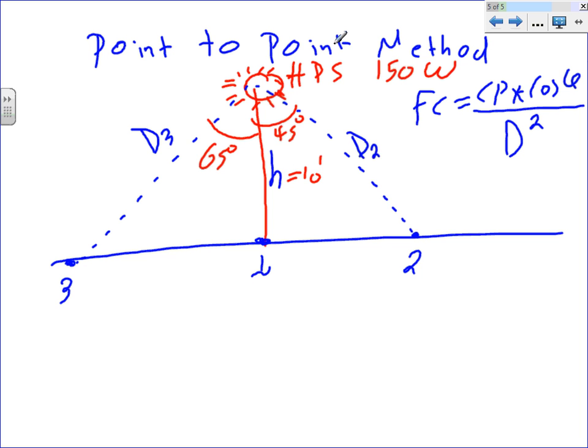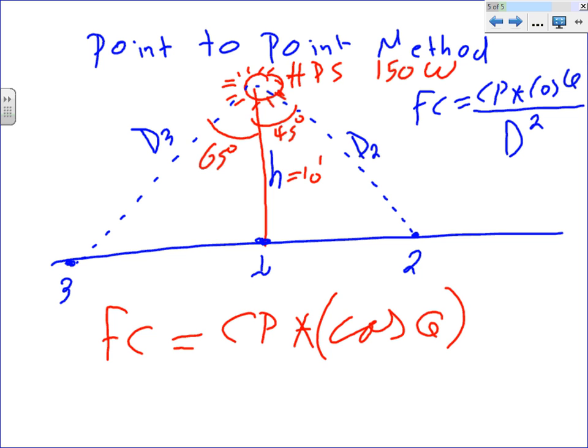So foot candle, here's the one that I want you to remember. Foot candle equals, the same thing, guys, candela power times cosine Q raised to the power 3 divided by H to the power 2. It's really the same formula, but with the trig, guys, we made the formula a function of the height of the fixture, which is awesome.